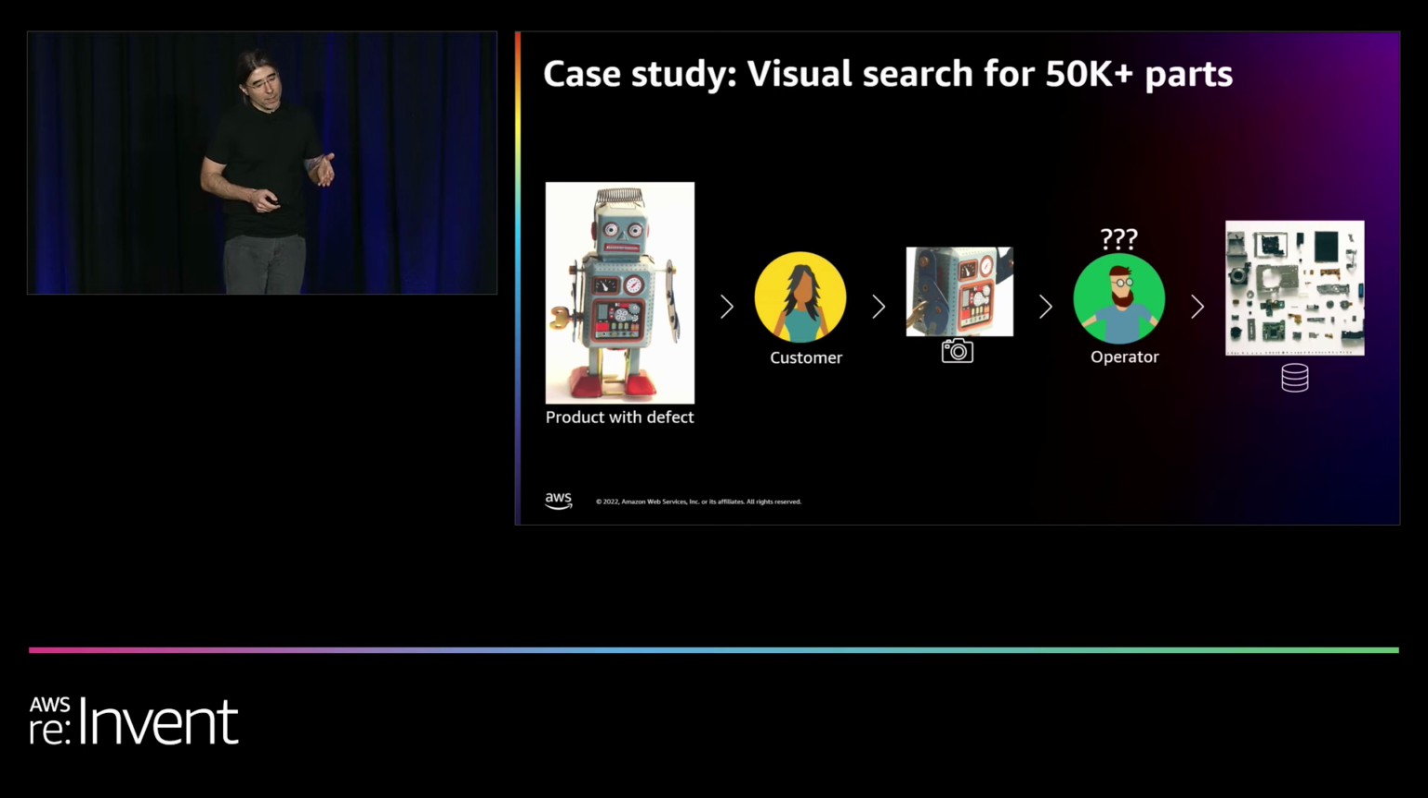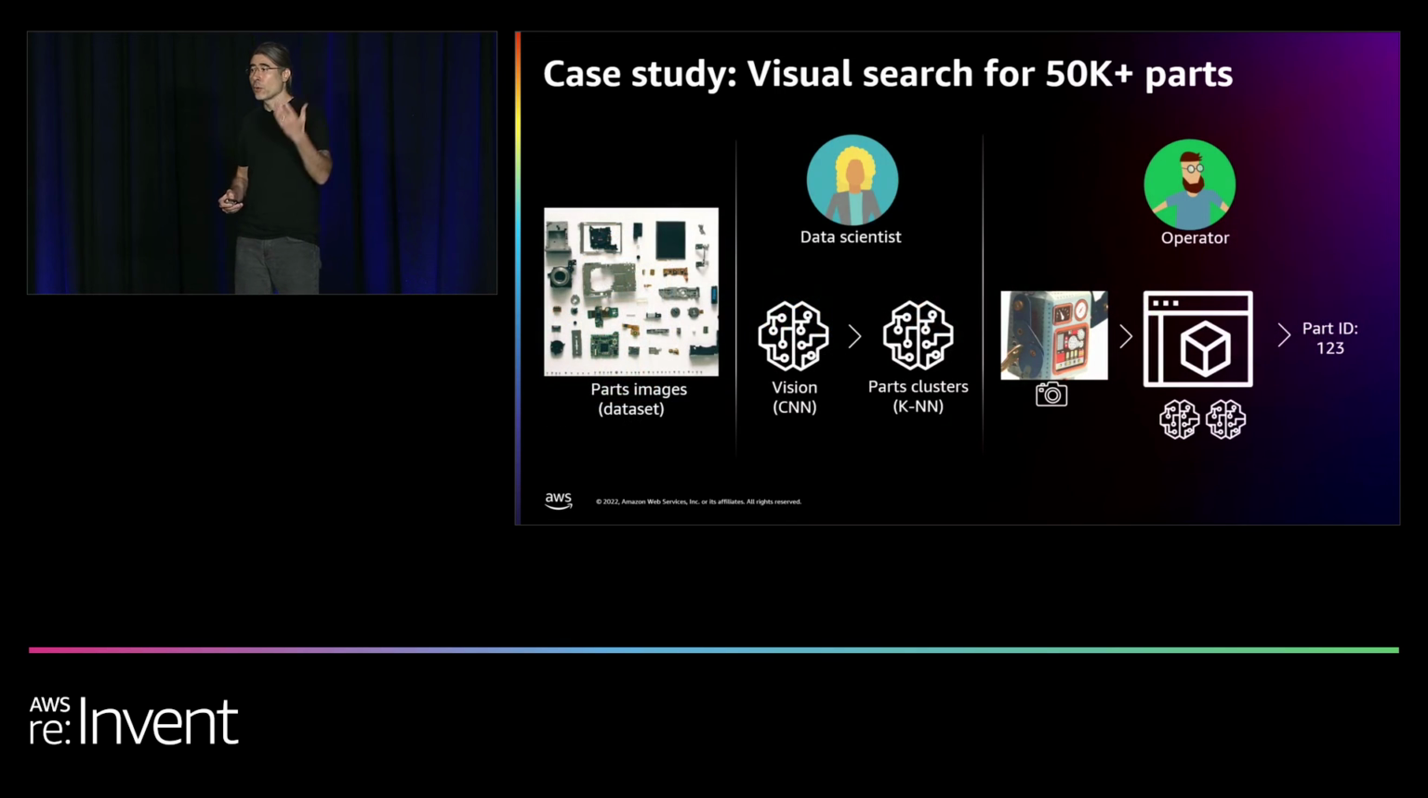And today, the operator needs to search into a database of more than 50,000 parts based on that picture. Sometimes the part is too damaged, so it's hard to find any identification. So the operator needs to try to find this part, and it's a nightmare. So what we proposed to them was to create a visual search mechanism using SageMaker and a few accelerators.